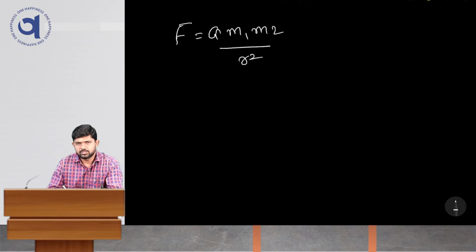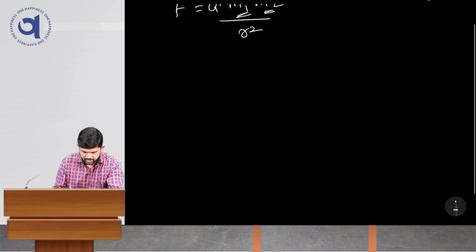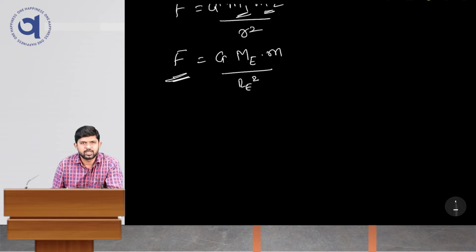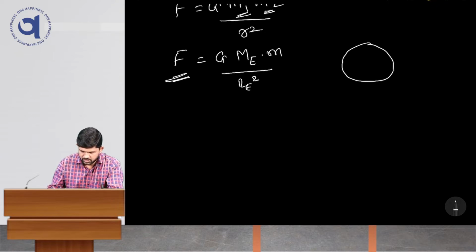If we take m1 as the mass of earth and m2 as the mass of some small object, then we can write the gravitational force as F is equal to G me m divided by re square, where me is the mass of earth, m is the mass of the small object, and re is the radius of earth. So this is the equation of gravitational force acting on an object placed on the surface of earth. Let us take, for example, this is the earth, and here is some mass which is at re distance from the center of earth.